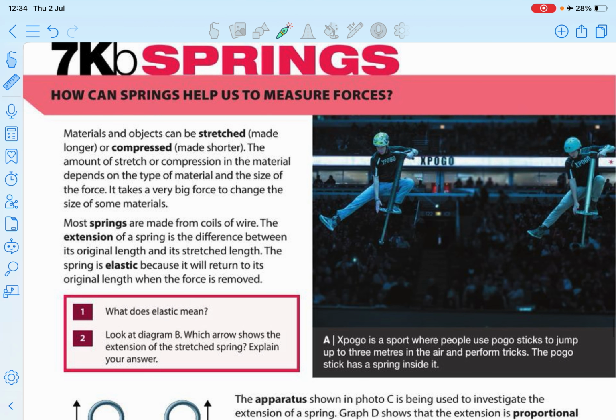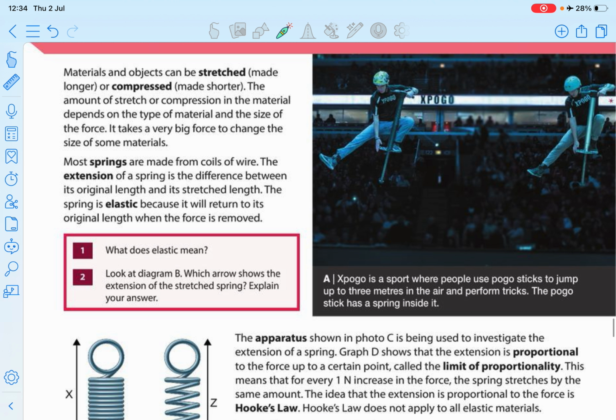And springs. Materials and objects can be stretched or compressed. Stretch means if it is this object, after stretching it becomes like this. That is the extension, right? Now the second object, if it is this object, you can compress it and it becomes shorter. Extension is this. And here, that is the point. And springs are made from coils of wire, and you know the examples of these objects. And if some object can compress or stretch, we call it an elastic object.